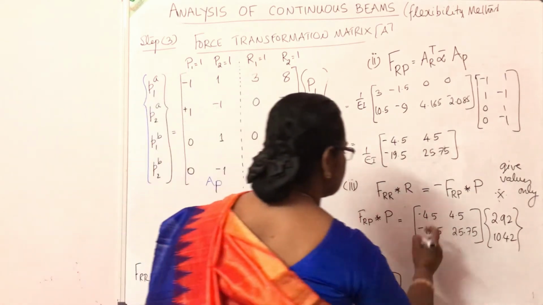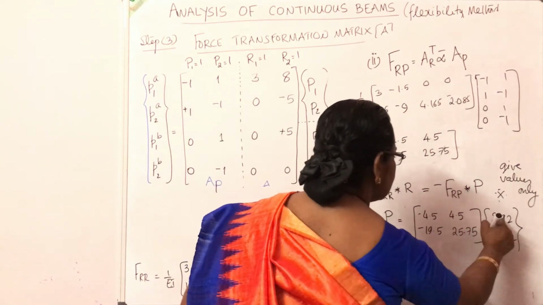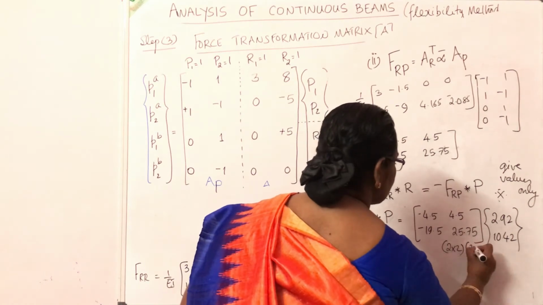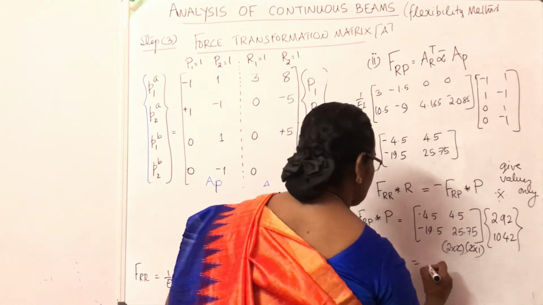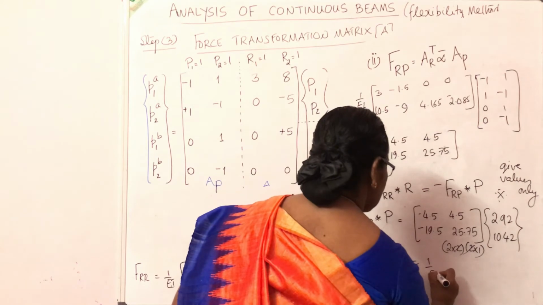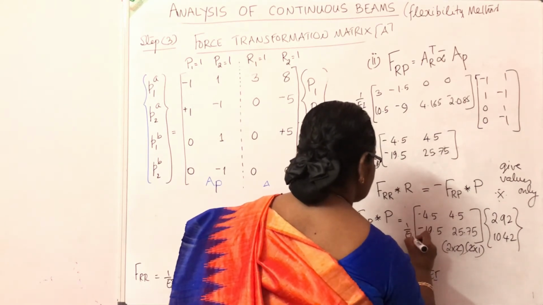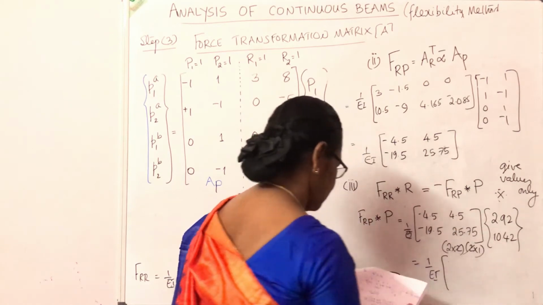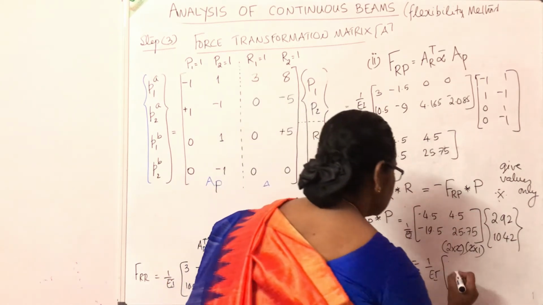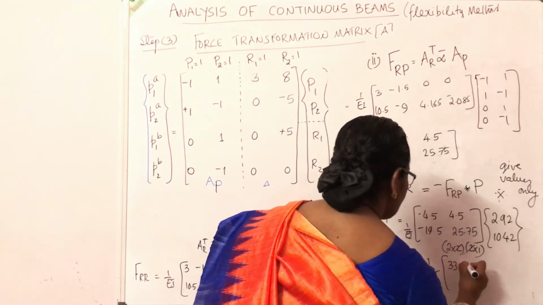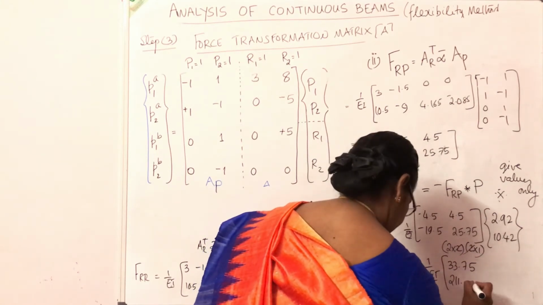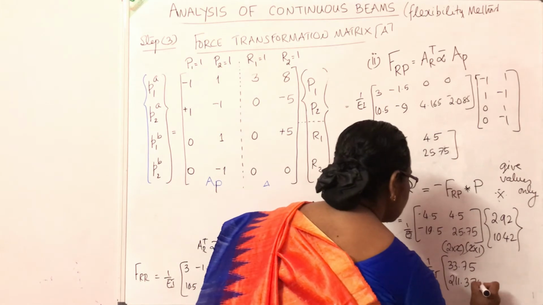So multiplying this, this is 2 by 2, this is 2 by 1, so the result will be a 2 by 1 matrix. So this will be 1 by EI. 2 by 1 means 2 elements like this. Multiply this and you will get it as 33.75, 211.375.